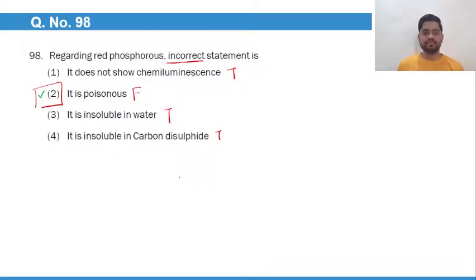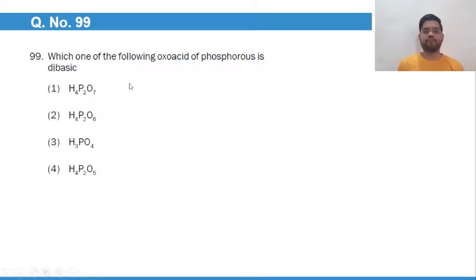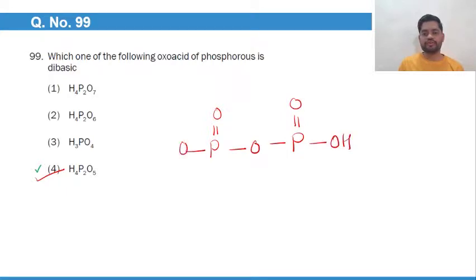So let's go to question number 99. Which one of the following oxo acids of phosphorus is dibasic? The right answer is option number 4, because if you draw this structure, it is P double bond O, O, P double bond O, OH, OH, H, H. So there are two acidic hydrogens present, and hence it becomes a dibasic acid. So question number 99, option number 4 is the right answer.